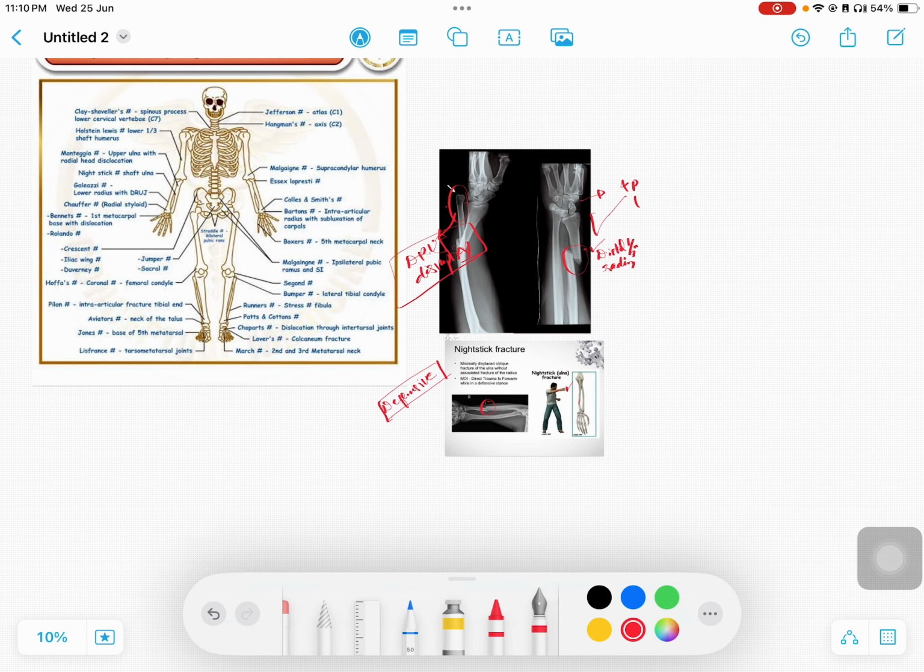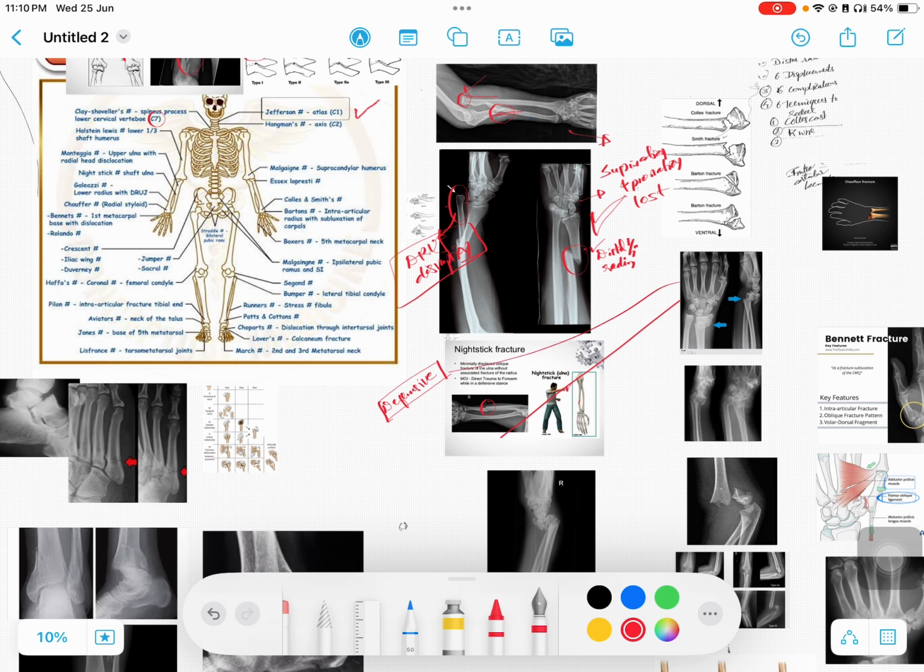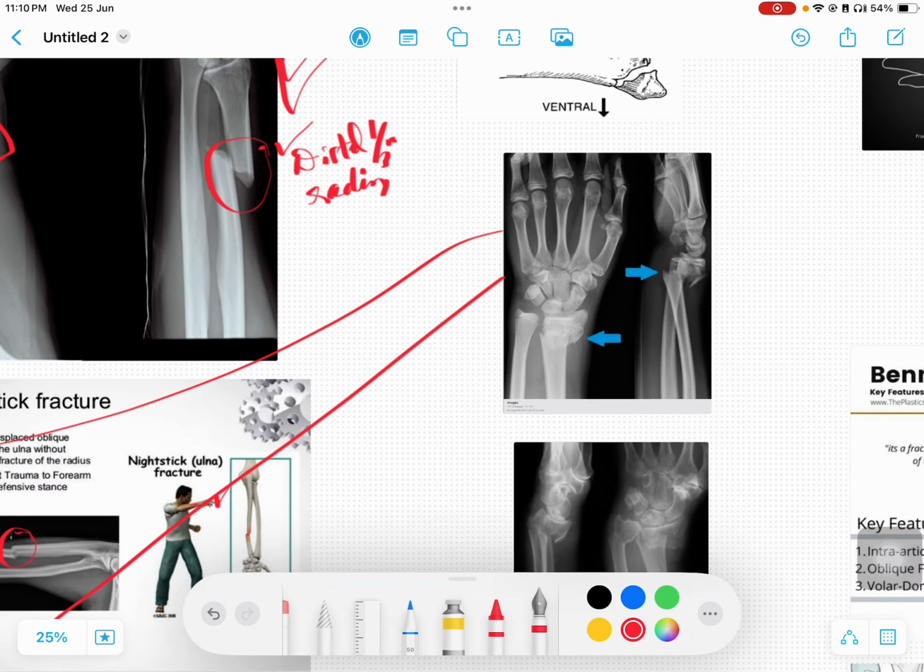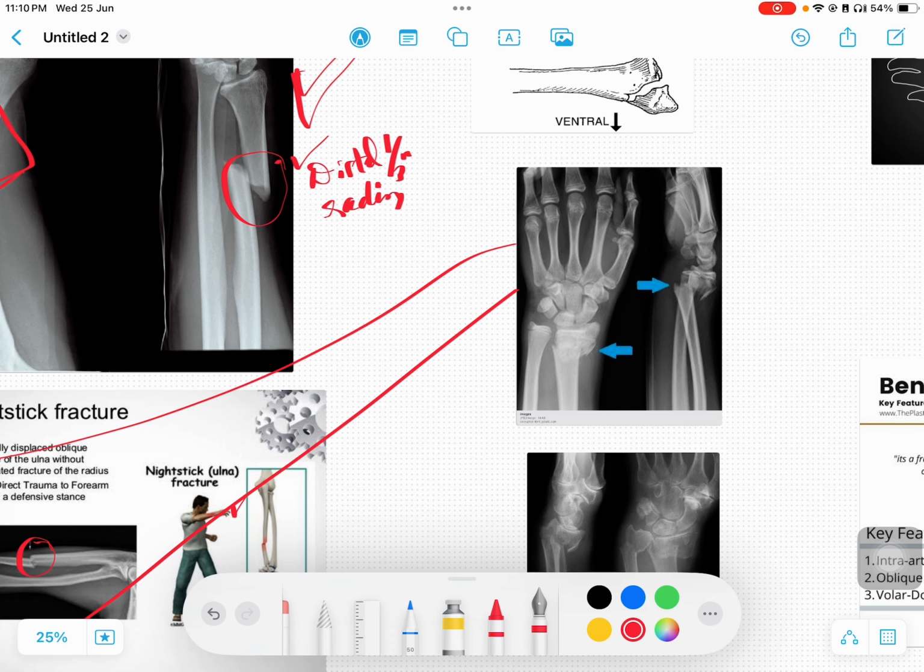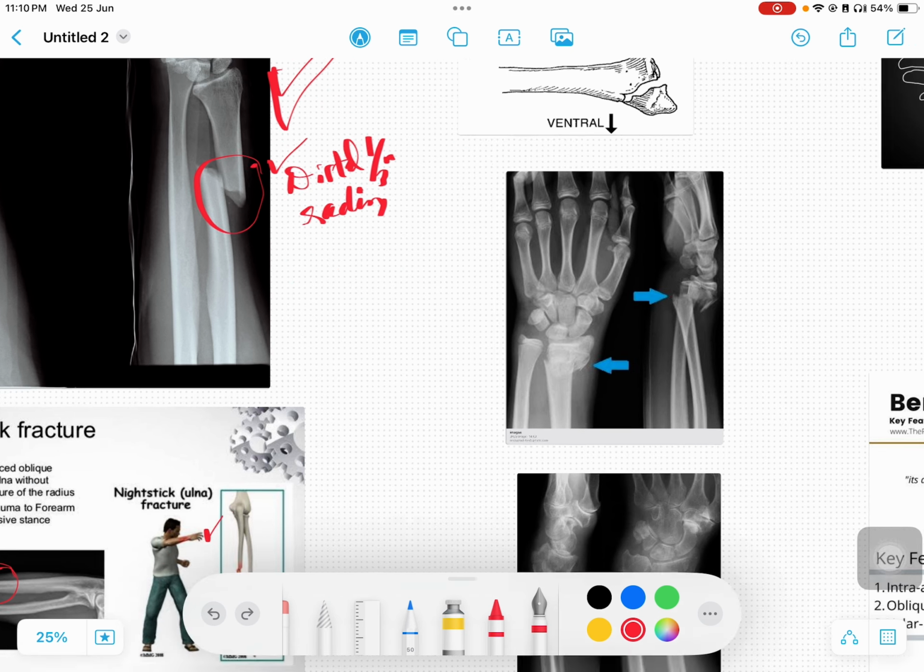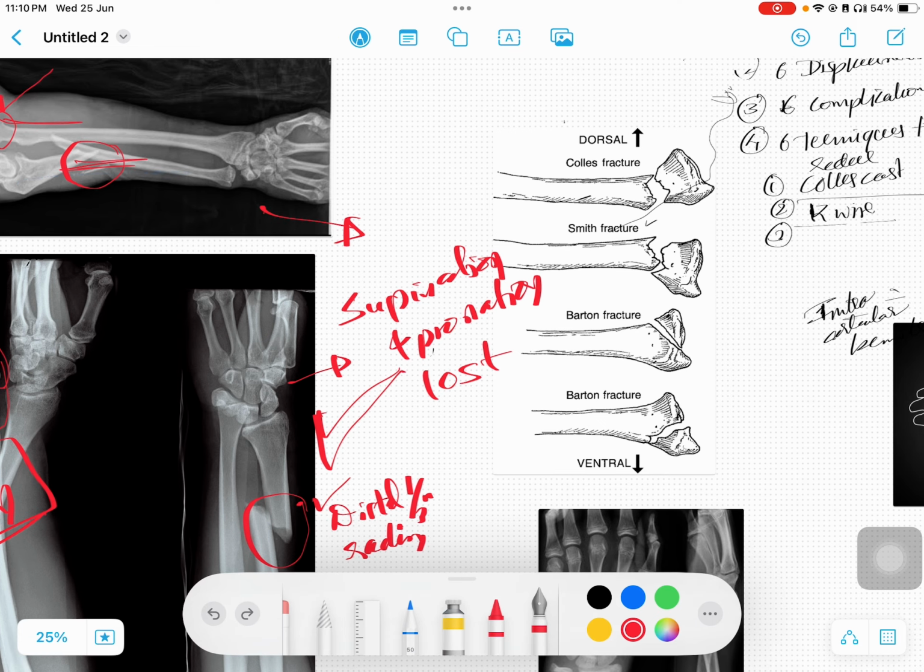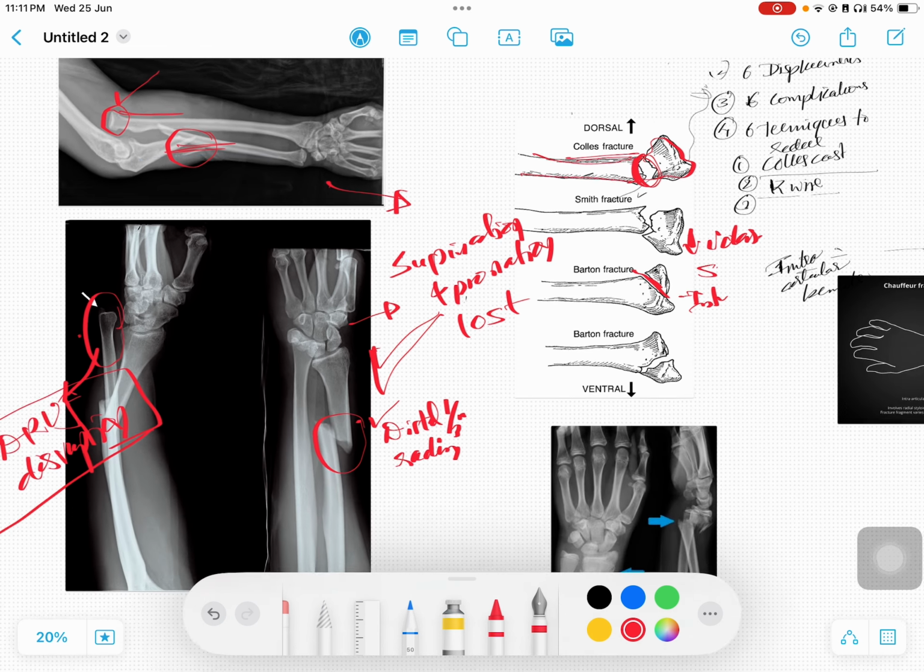Next, the named fractures around the distal radius. What are the distal radius fractures? I will show you one image that will give you maximum idea. This is your radius. This is the fracture with dorsal tilt, which is the Colles fracture. Smith fracture is where the volar aspect is tilted. Barton fracture is an intra-articular fracture. It can be ventral or dorsal, depending on the displacement.